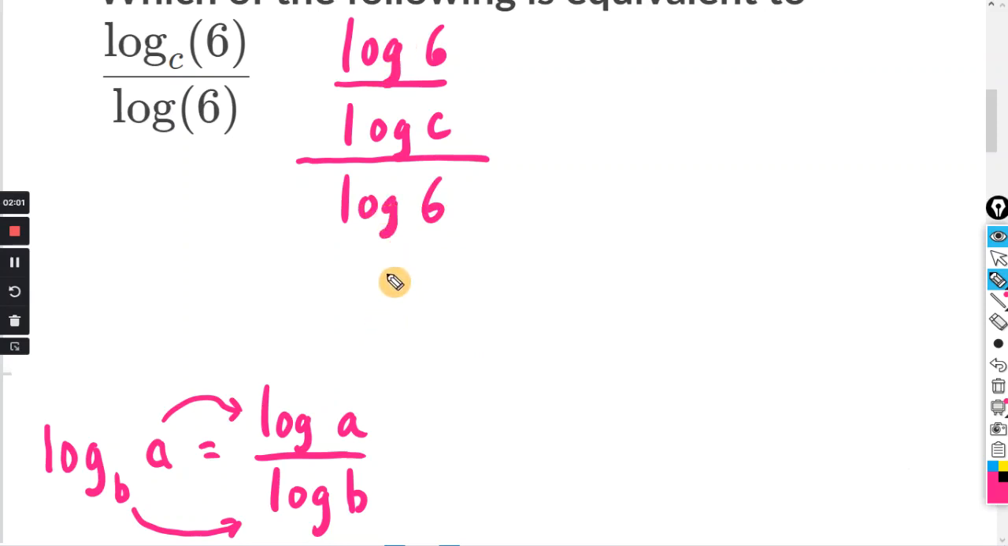Okay, if you don't see it, I'll do it the long way. This log of 6, we can just put it over 1 and make it a fraction. And remember, when you divide fractions, keep, change, flip. So we keep the numerator, we change division to multiplication, and we flip or take the reciprocal of the denominator. So this becomes 1 over log 6.